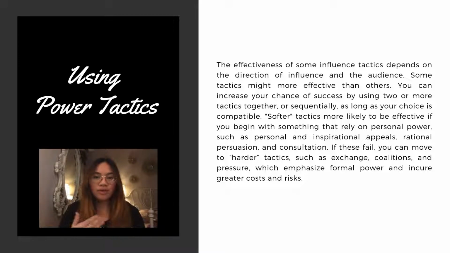Some tactics might be more effective than others, and you can also increase your chance of success by using two or more tactics together or sequentially, as long as your choices are compatible. There's a term, softer tactics. They are more likely to be effective if you begin with something that relies on personal power, such as personal and inspirational appeals. And if the softer tactics fail, you can move to harder tactics, like exchange, coalitions, and pressure, which emphasize formal power and incur greater costs and risks.